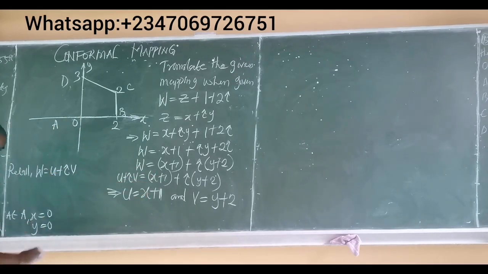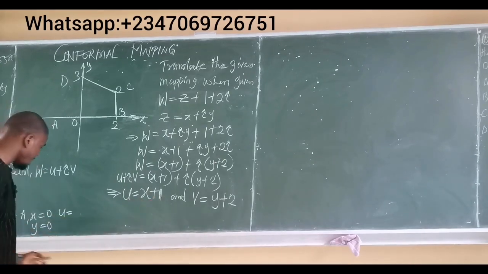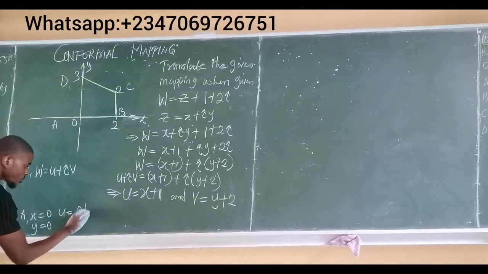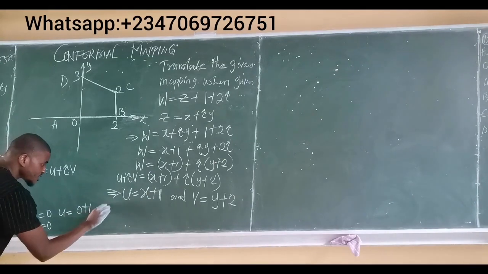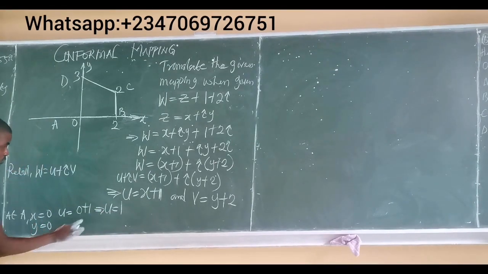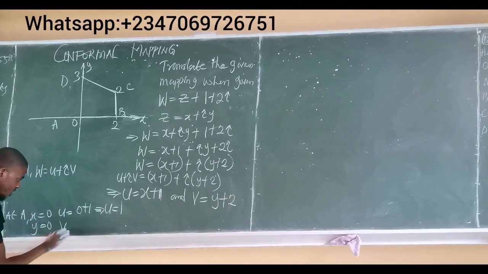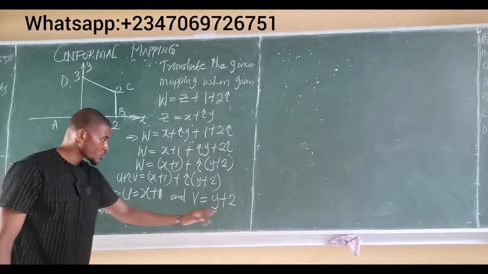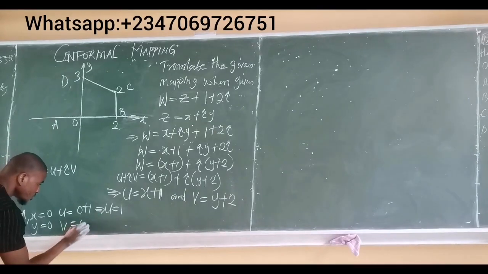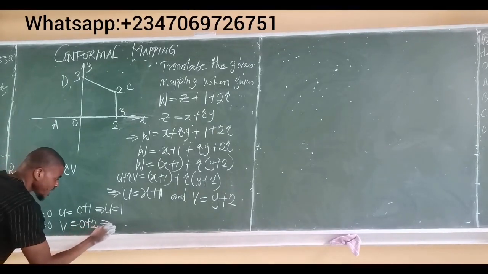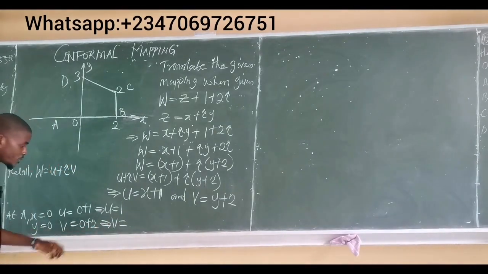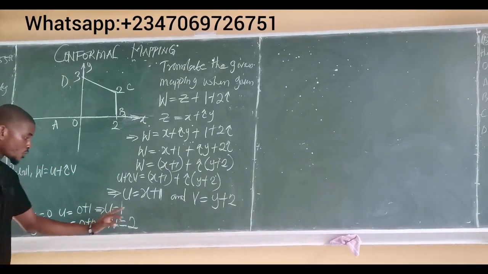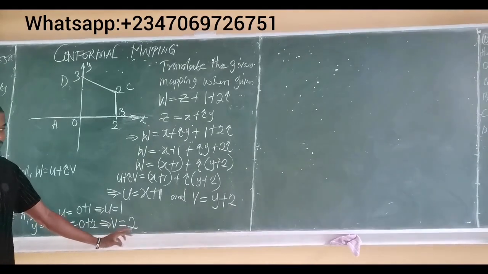So at A, x is 0. When x is 0, remember, u is x plus 1 and x is 0, so it becomes 0 plus 1. And this implies that u is equal to 1, because 0 plus 1 gives us 1. Now v is equal to y plus 2, and y is 0, so 0 plus 2. So this implies that v is equal to 2. Hence, at A, u is equal to 1, v is equal to 2.